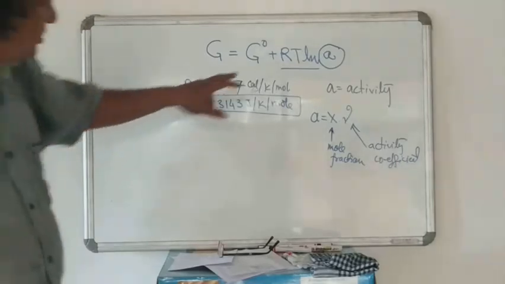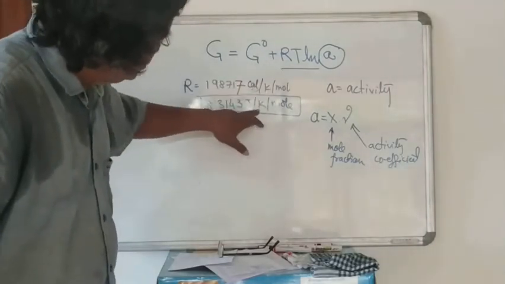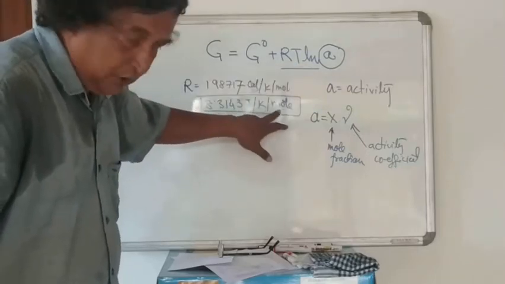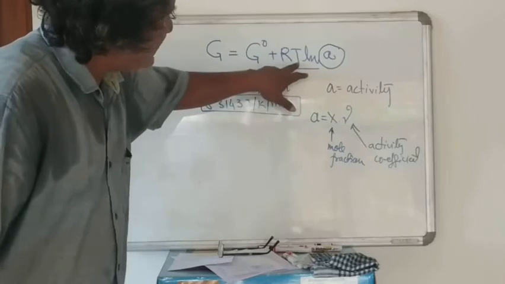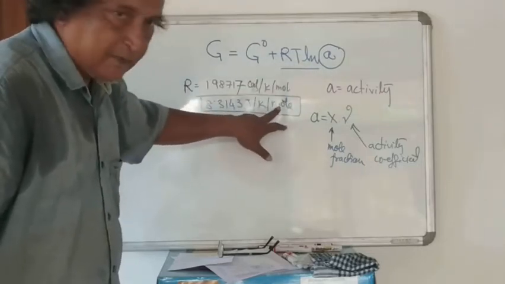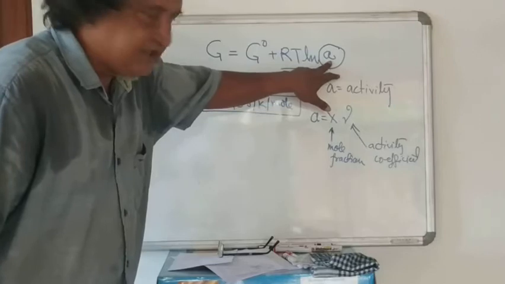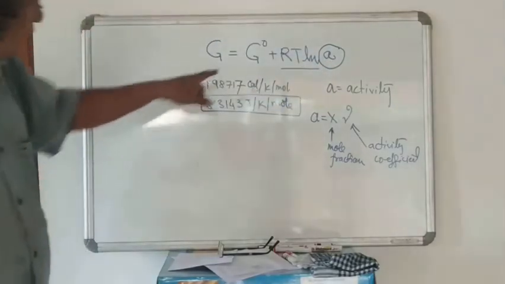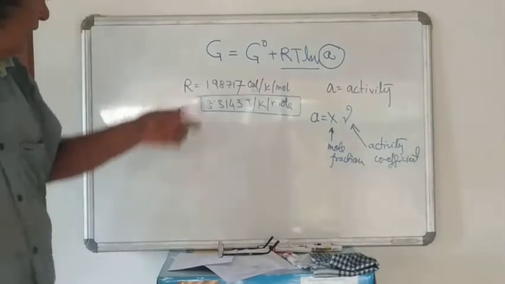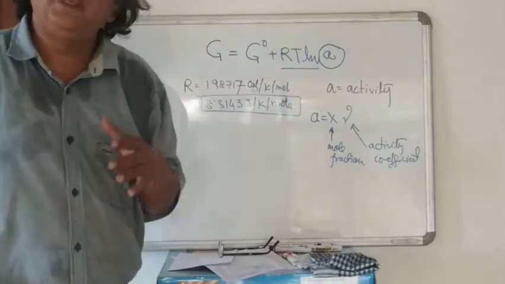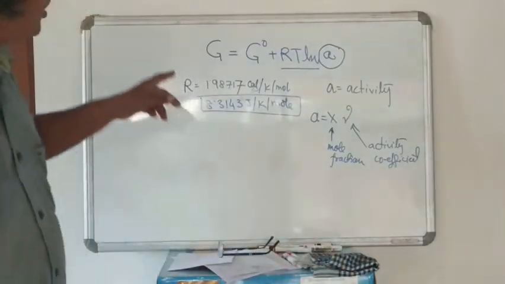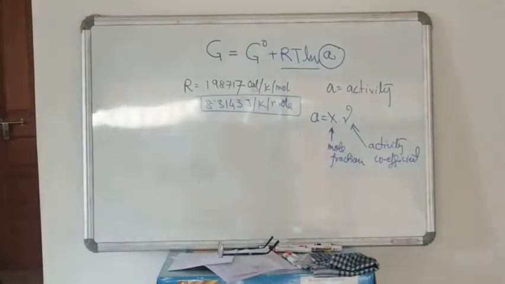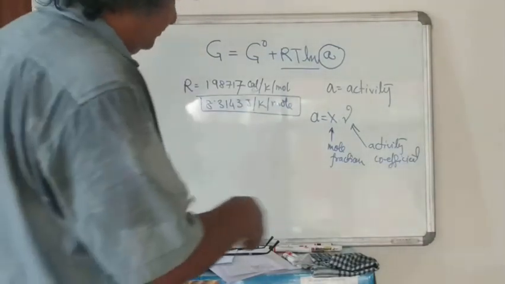Once again, I repeat. R is joules per Kelvin per mole. Into T, so K and K cancel off, so you have joules per mole. A is a dimensionless quantity, activity. So this term in the equation should be homogeneous with the units. So G0 and this G have to be joules per mole. These are called molar free energy.